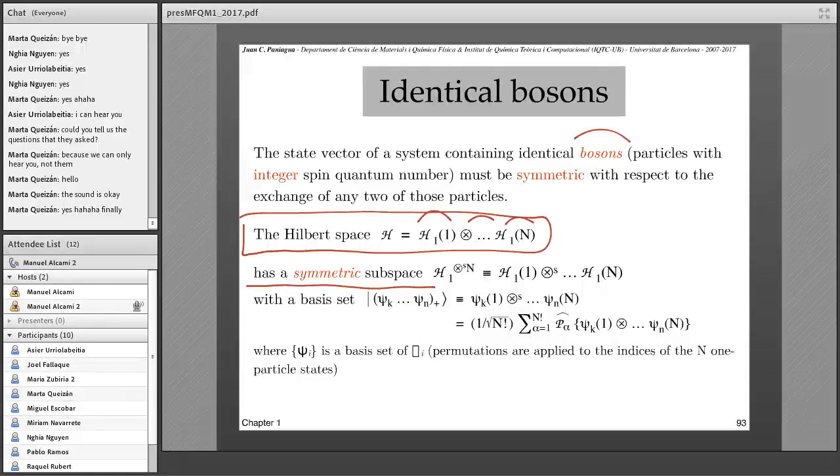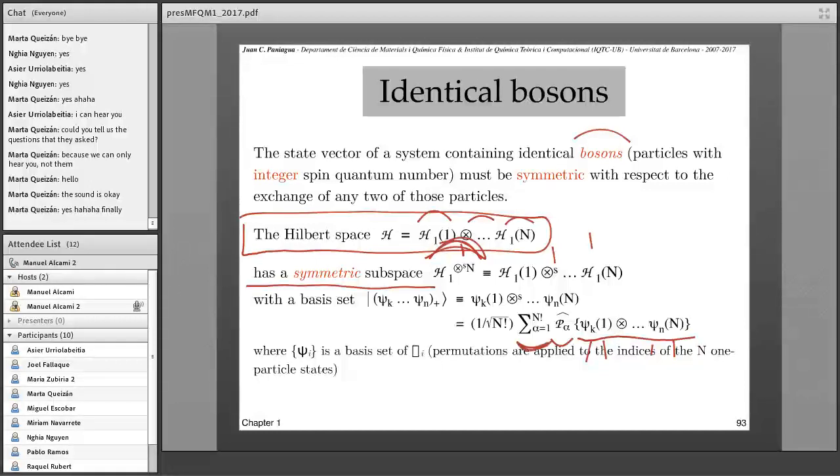We take the direct product, but only the symmetric part of the direct product. It can be written as an exponent with an S of symmetric, or as a collection of product symbols with the S. And a way of obtaining this subspace, of having a basis of this subspace, is to take all the products, the basis set we have introduced for the direct space, and apply to them all the permutations of the n elements. We can permute the labels of the particles or the labels of the state, which is equivalent.